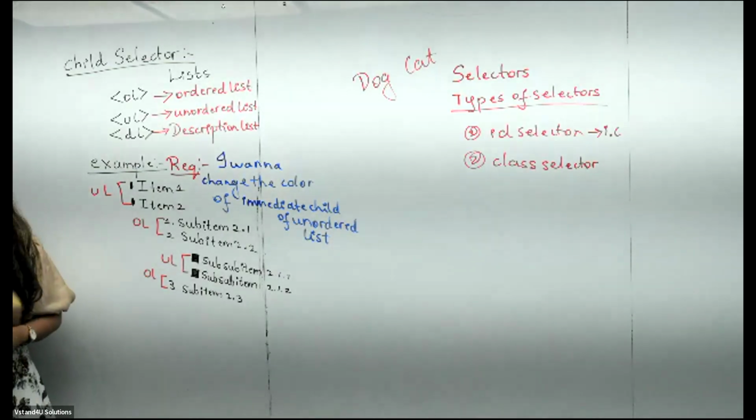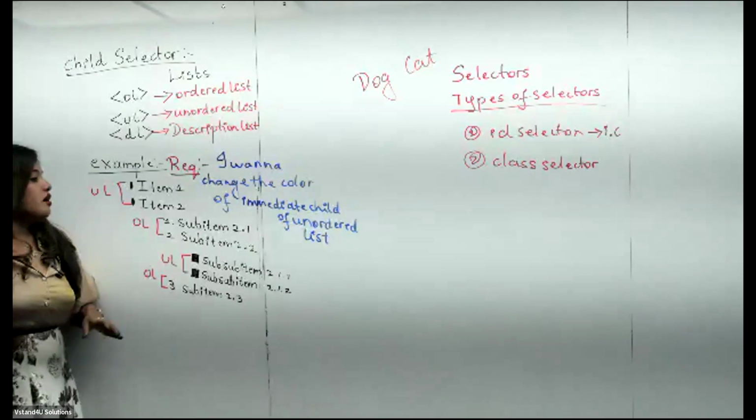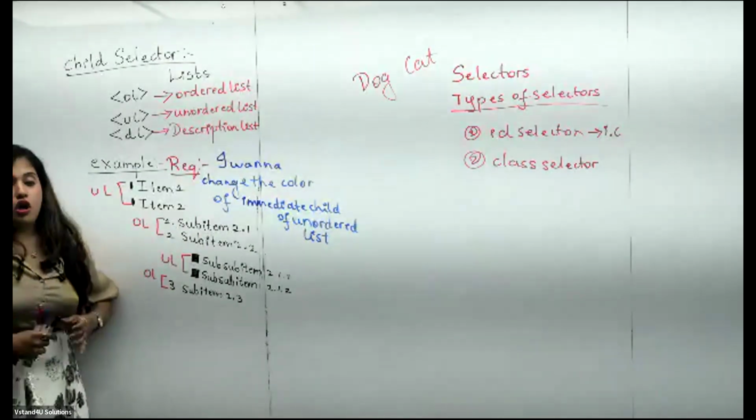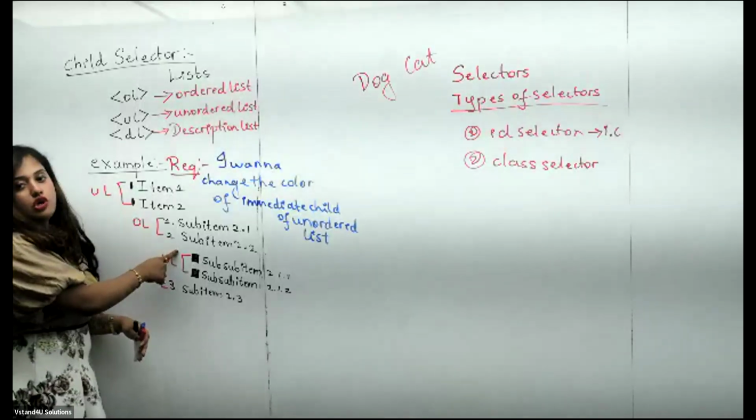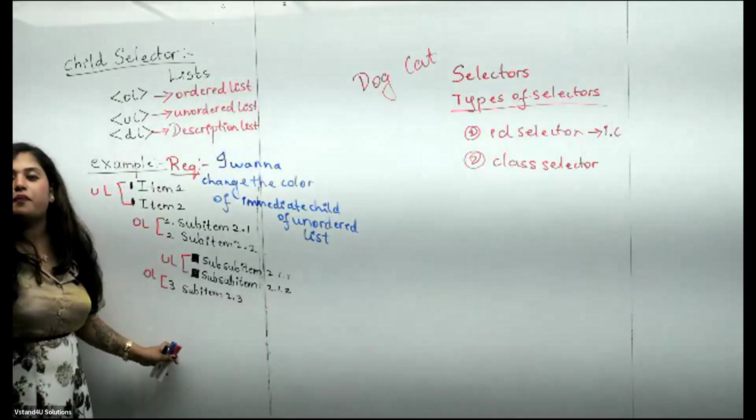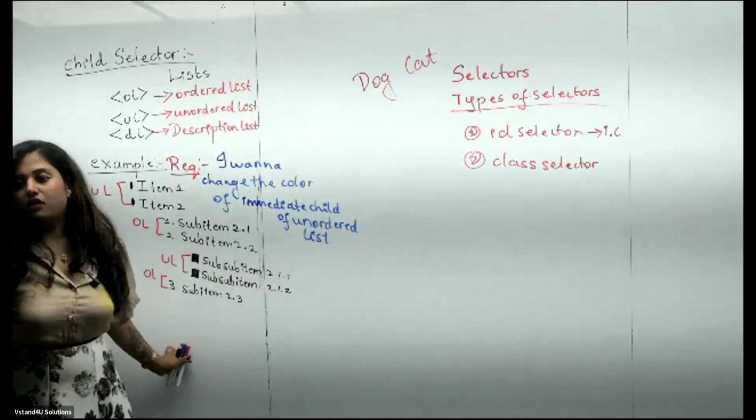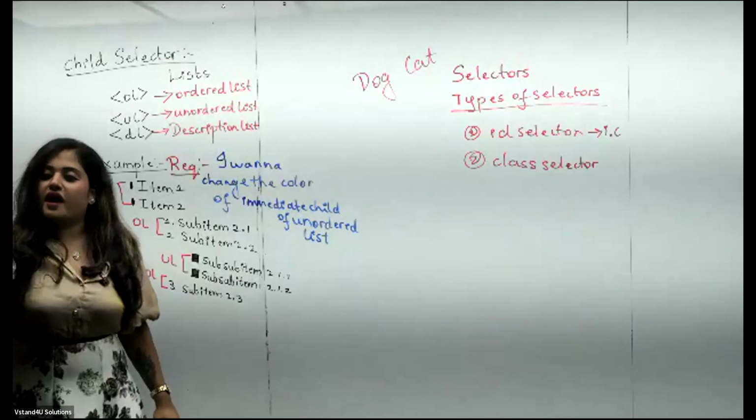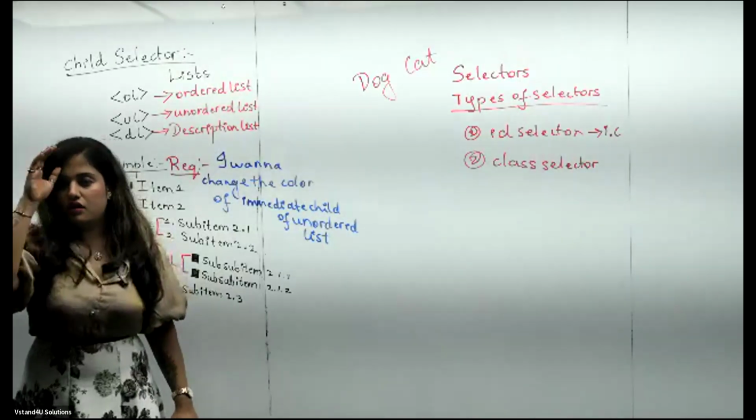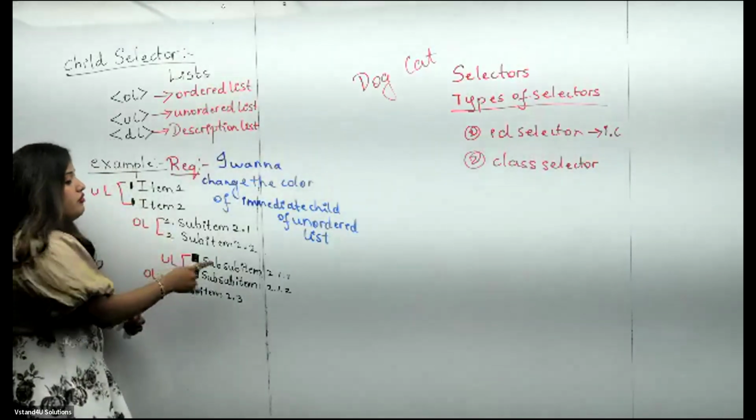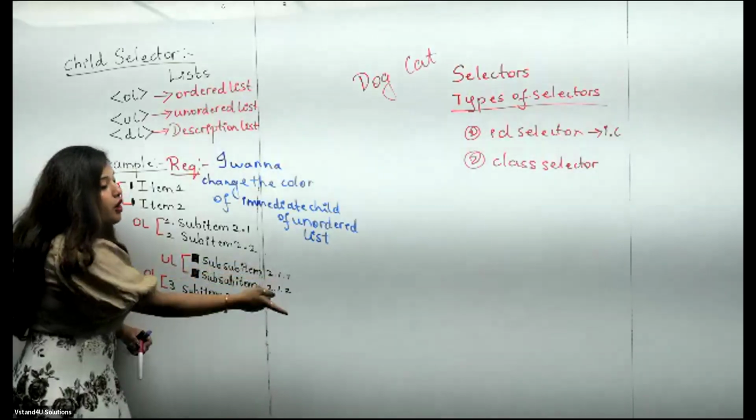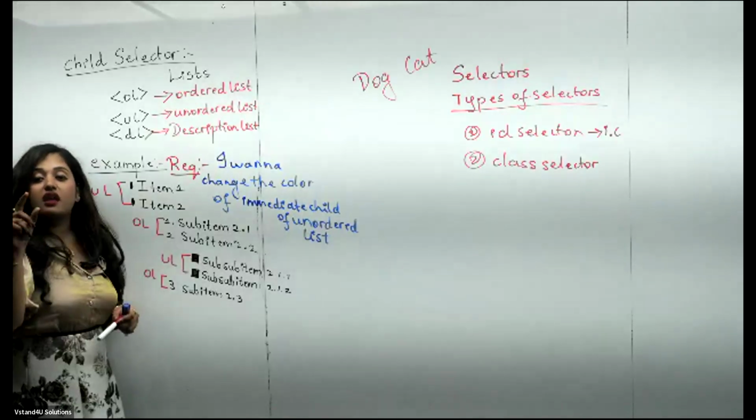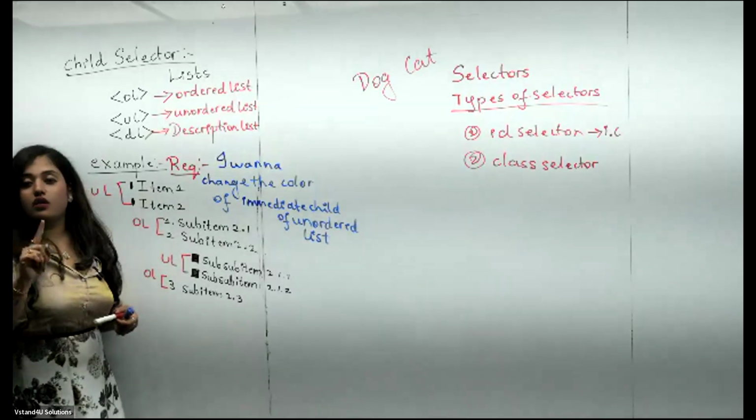You have the parent element, but I don't have any. I have not written any parent element. For an unordered list, you will have an unordered list parent item only. For an ordered list, you will have an ordered list parent element only. Clear? So now for the subitem 2.1.1, there is one parent element which is an unordered list, not an ordered list.